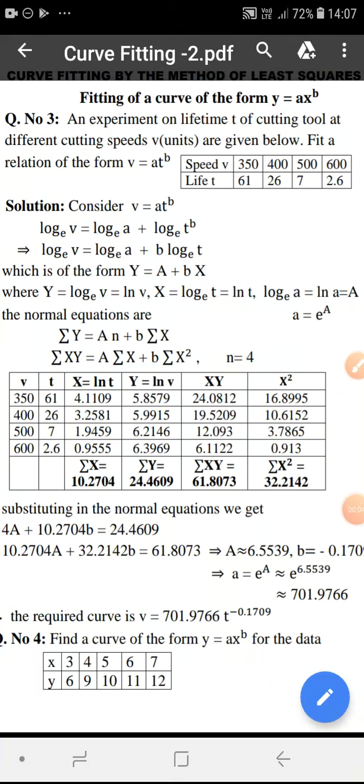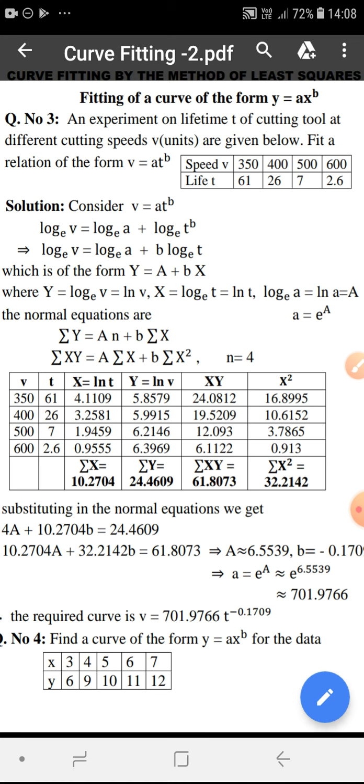More questions on fitting of the curve of the form y equal to a into x power b. So question number 3, an experiment on lifetime t of cutting tool at different cutting speeds v units are given below. Fit a relation of the form v equal to a into t power b. So clearly this relation is in the form y equal to a into x power b. The constants are a and b as before, but the variables, the letters are different. Instead of y and x, it is v and t.